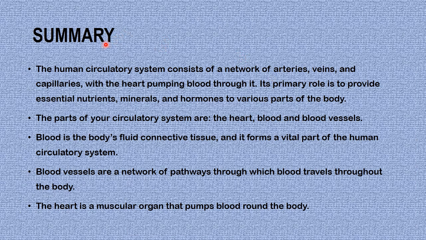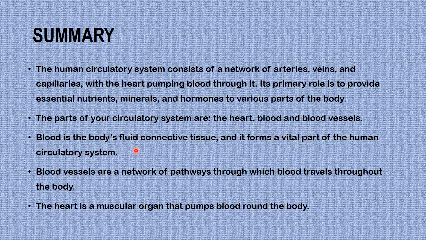Before we go, let's take a look at the summary quickly. The human circulatory system consists of a network of arteries, veins, and capillaries, with the heart pumping blood through it. Its primary role is to provide essential nutrients, minerals, and hormones to various parts of the body. Now, the parts of your circulatory system are the heart, the blood, and the blood vessels.